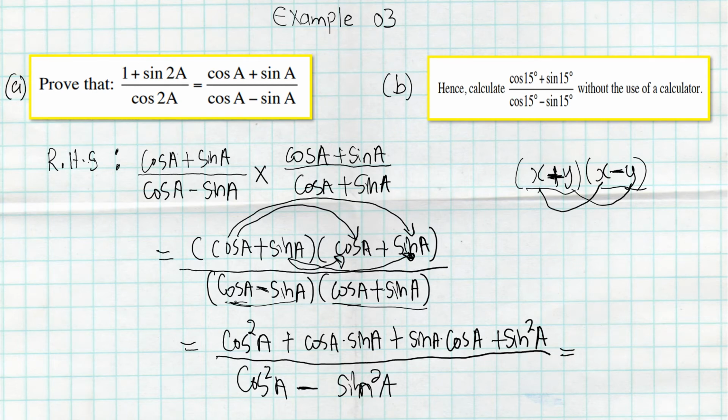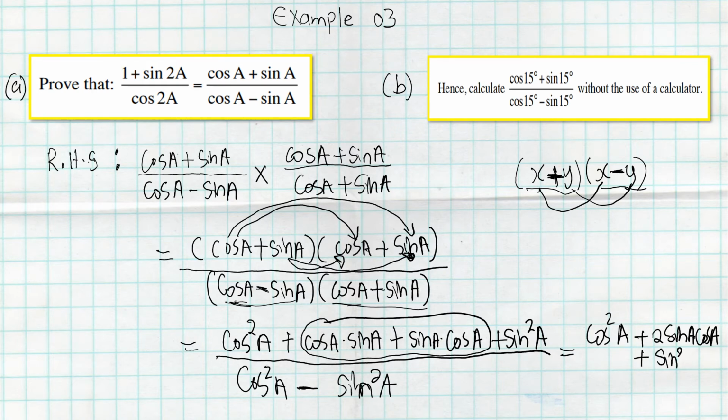Look at this. I have cos squared A there, and these are like terms. Can you see? These are like terms. Sine A cos A plus sine A cos A. They're going to give me what? 2 sine A cos A. Can you see? 2 sine A cos A plus sine squared A, all divided by cos squared A minus sine squared A.